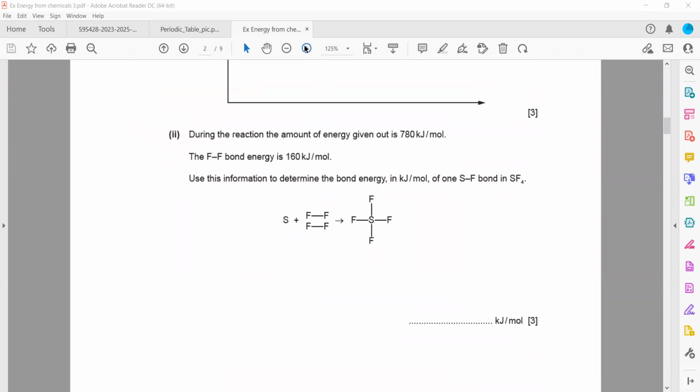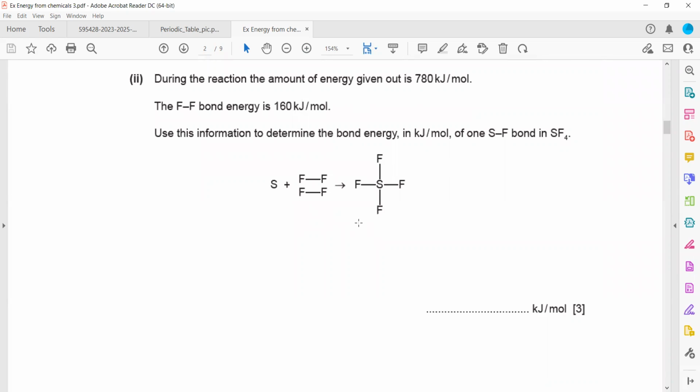The next part: during the reaction, the amount of energy which is given out or released is 780. The fluorine bond energy is 160. Use the information to find the SF bond energy. In sulfur there is no bond, so there is no bond energy, it is 0. For fluorine, it is 160, 160. This is the reactant side. The reactant side is always the bond breaking side. And SF4 is the bond forming side.